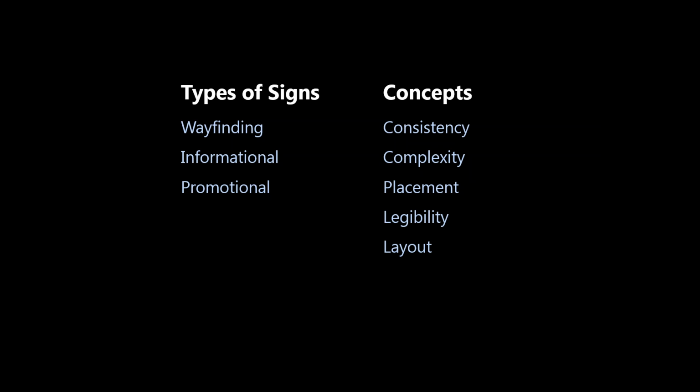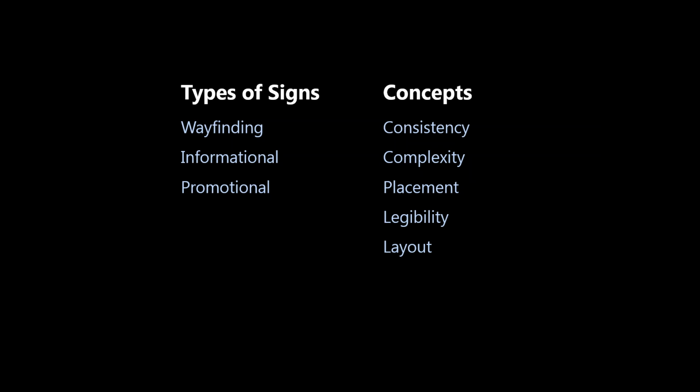Wayfinding doesn't apply just to signs. It's also about graphical and physical elements of signs, including the text, but also the architecture and the environment, all things that help people feel smart about where they need to go to get what they need.